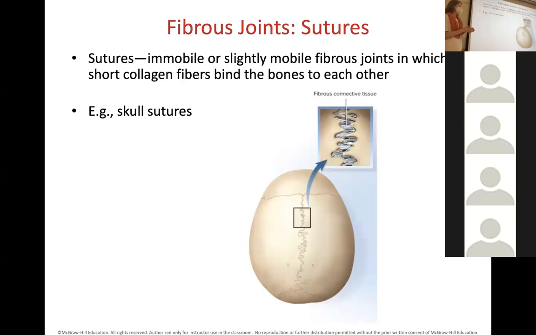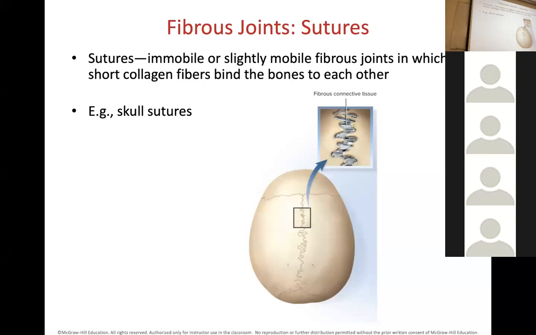And the sutures are joined by short collagen fibers. So they're really short. There's not much space in between the bones. So that's what defines a suture. Not much space in between these 2 bones. So short collagen fibers are sutures. We'll see long collagen fibers in the 3rd category that I'll get to here.